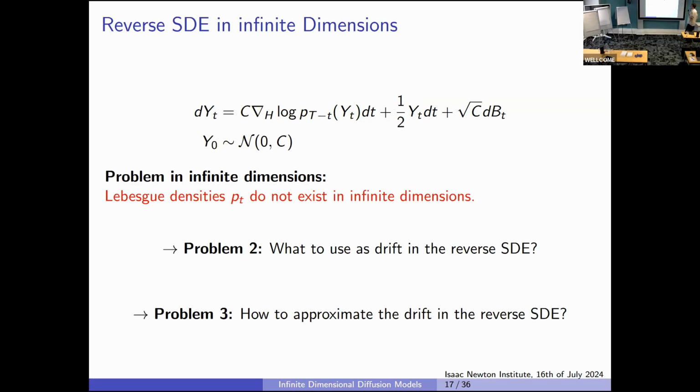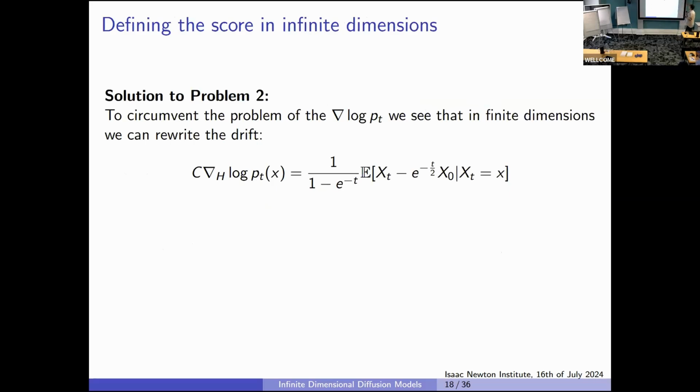The problem 3 is, of course, in finite dimensions, we use the denoising score matching objective to approximate this term. What do we do in infinite dimensions? So can we still use this? Does anything change? And now we first come to the solution of the problem 2. So basically what we use is that in finite dimensions, there's something which is called Tweedie's formula also. You can rewrite this term here, the drift or the score, as this conditional expectation.